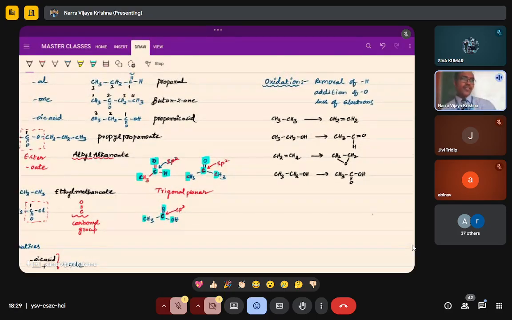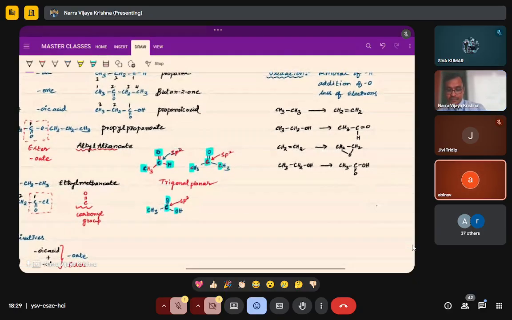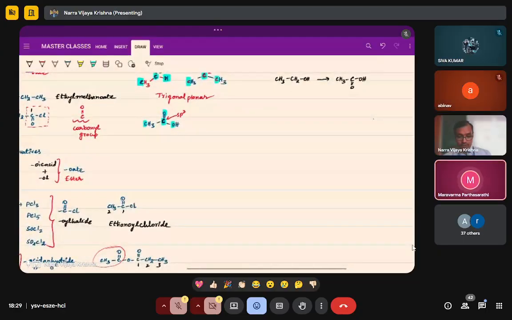Removal of hydrogen, addition of oxygen, or loss of electrons. If electrons are lost, you will get cations. Then also it is oxidation. Nothing wrong. Any questions? No, sir. No doubt, sir.